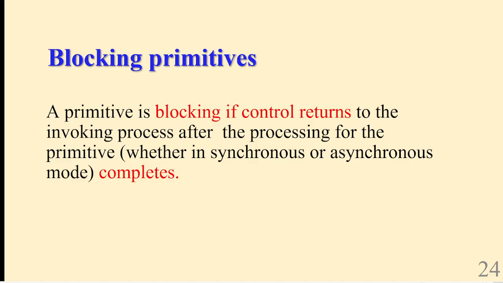A blocking primitive returns control only after the operation completes. Only after whatever is done internally, the operation is completed, only then the control returns. In real life, if you are downloading a file, and then you wait until the download is finished, and only after the download is finished, you will continue your work.